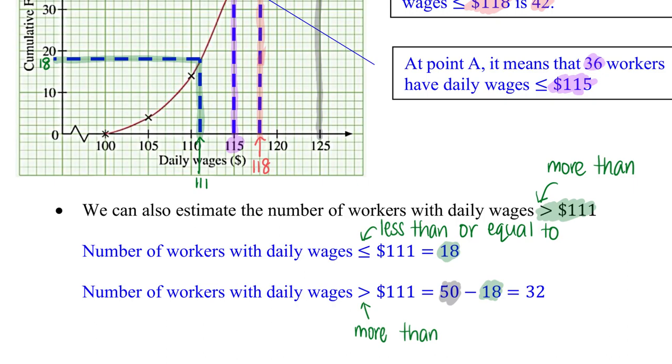Okay? So the key idea is that the data that we show here always corresponds to less than or equal. So if you want to find more than, we always have to tap on our total number, minusing away the number that corresponds to the less than or equal.